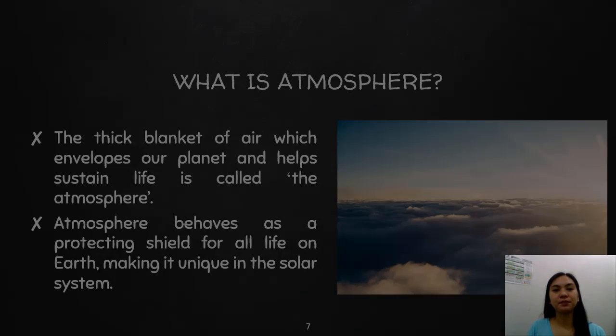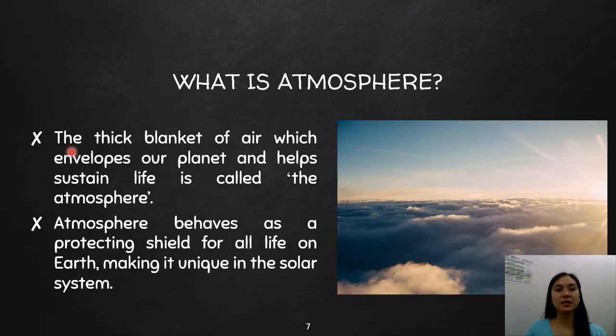So what is atmosphere? It is the thick blanket of air which envelopes our planet and helps sustain life on Earth. Among all of the planets in the solar system, our planet is actually very unique because of our atmosphere. Life on Earth, as we know it, is possible because of our atmosphere. Later on, we'll dig deep into the content of our atmosphere and how it actually helps sustain life here on our planet.